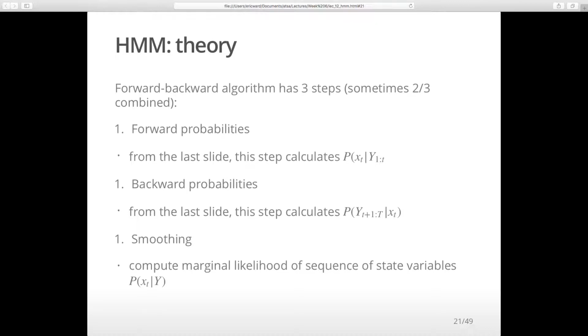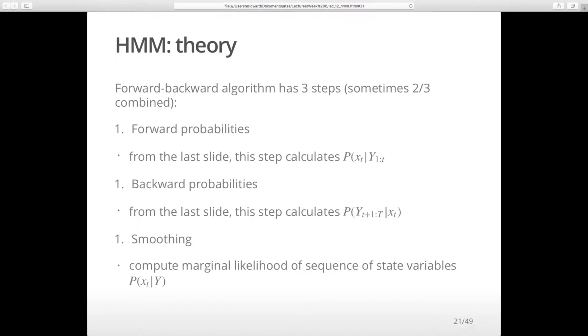So the forward-backward algorithm, the last slide we just talked about this briefly, but basically there's 3 steps here, and sometimes we combine step 2 and 3. The first step is to estimate the forward probabilities, and so this is estimating the probability of being in state x sub t given all of our data up to the current time step, which is little t.